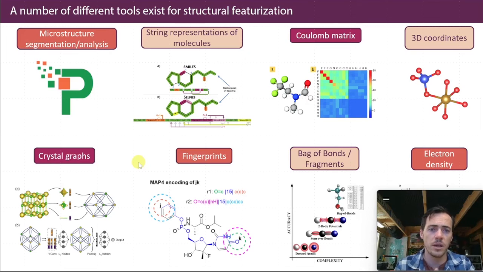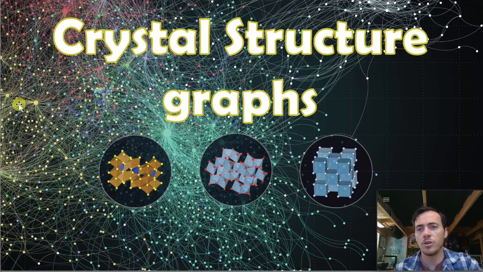For molecules, that makes a lot of sense. Fingerprints are a pretty cool way of encoding information. Bag of bonds, electron density, lots and lots of stuff here. So we will do a couple future videos. But in our next video in this series, I do want to talk more about crystal structure graphs, because graphs turn out to be a really valuable way to represent materials knowledge. We're going to talk about it in our next video.